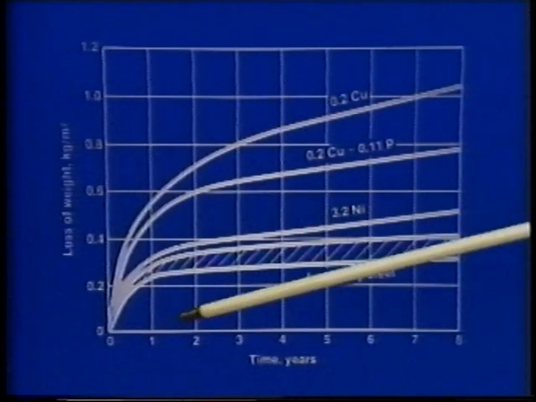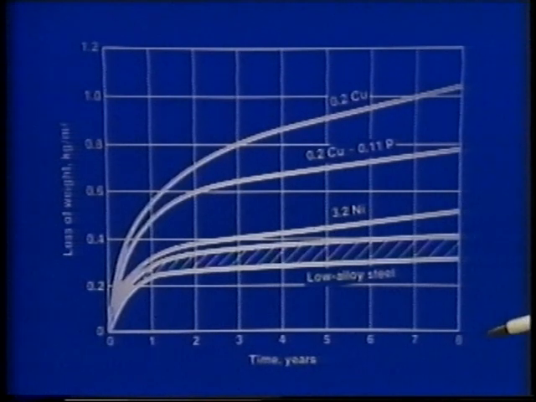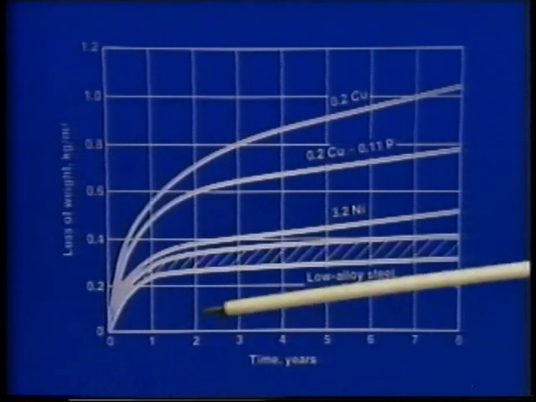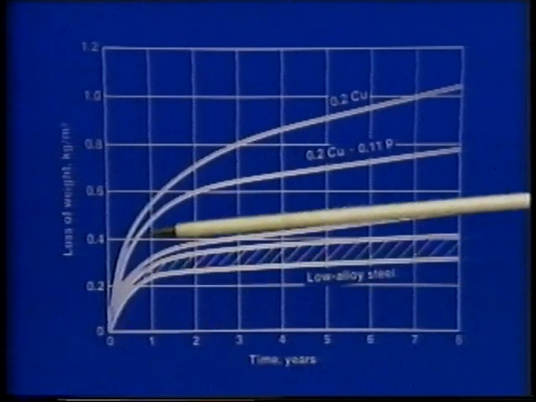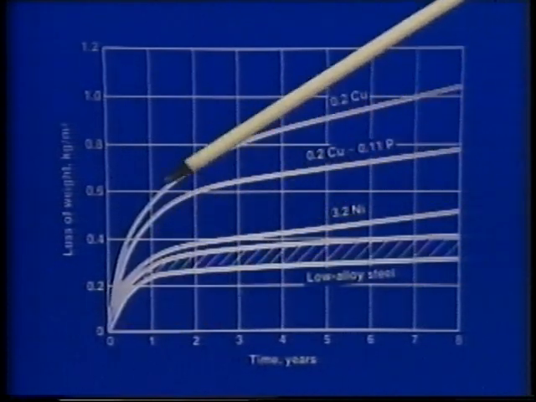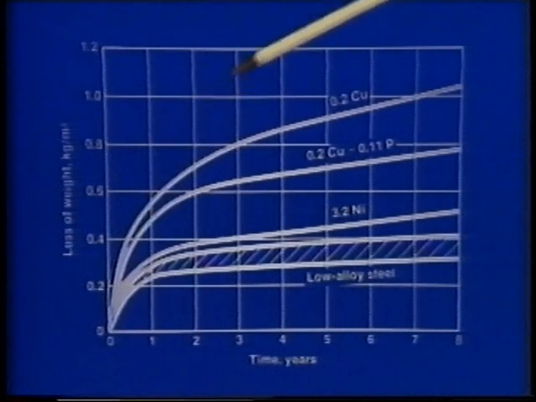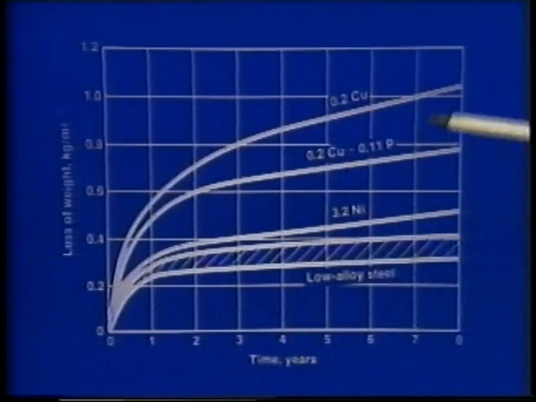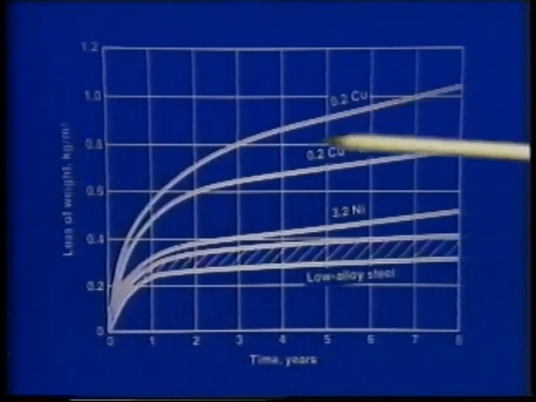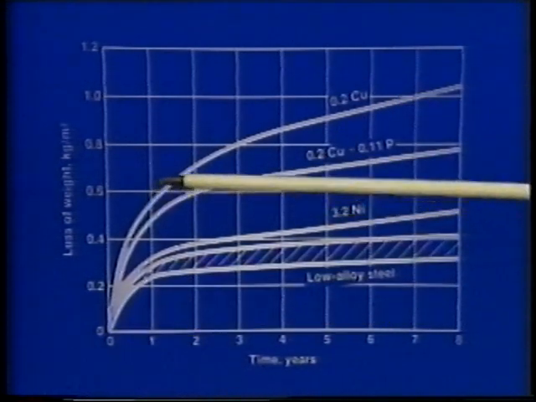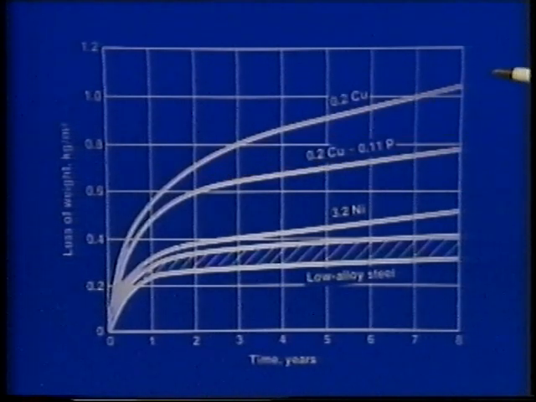So we're going from 1 year out to 8 years exposure. And if we plotted, we don't have it on this scale, but if we had just a mild steel specimen, its corrosion rate would increase and would essentially continue to increase at a reasonably constant rate. What we find is if we put a small amount of copper, 0.2 copper, in the material, the corrosion rate starts off fairly rapid, but then goes to a much lower rate.